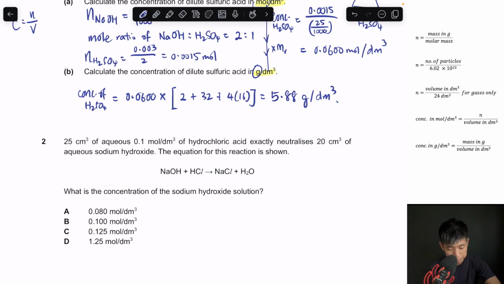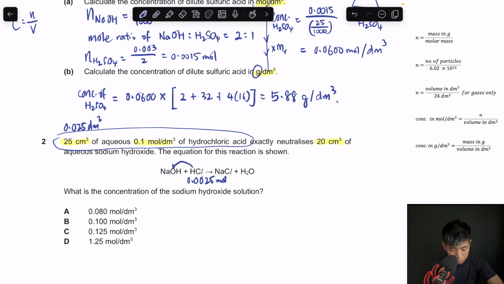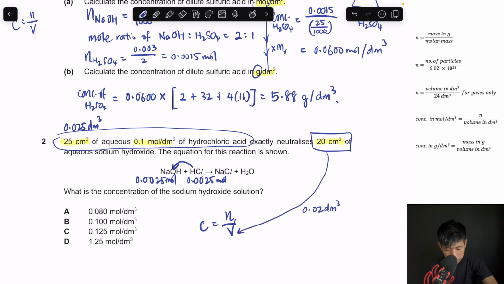Okay, now you try this one. Okay, let's do question 2. Look at what is given. With volume and concentration, I can find number of moles. You go and calculate it yourself. Remember to use dm cube. So the number of moles of hydrochloric acid is 0.0025. So you compare the ratio, 1:1. So your concentration equal number of moles over volume. Volume here, sub in. Number of moles here, sub in. So you have 0.125 mole per dm cube.